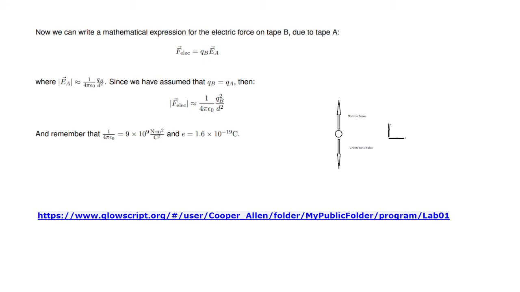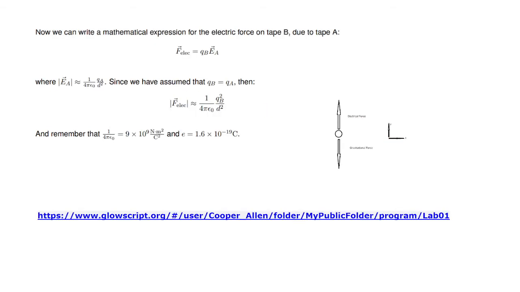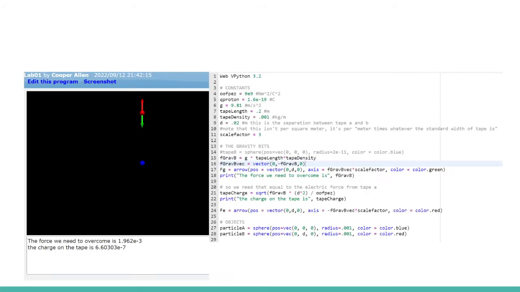So here is some of the math that I used. You get a free body diagram over there, and you've also got the link to my code, which you can actually see here. So there is the model that it produced. You can see the force that we needed to overcome. That is actually the force of gravity there, which is the same amount of force as the electrical force. And then the charge on the tape that we discussed earlier. Here's a bunch of code that just outputs what you're seeing on the left. Scale factor of 3 just to make it visible.